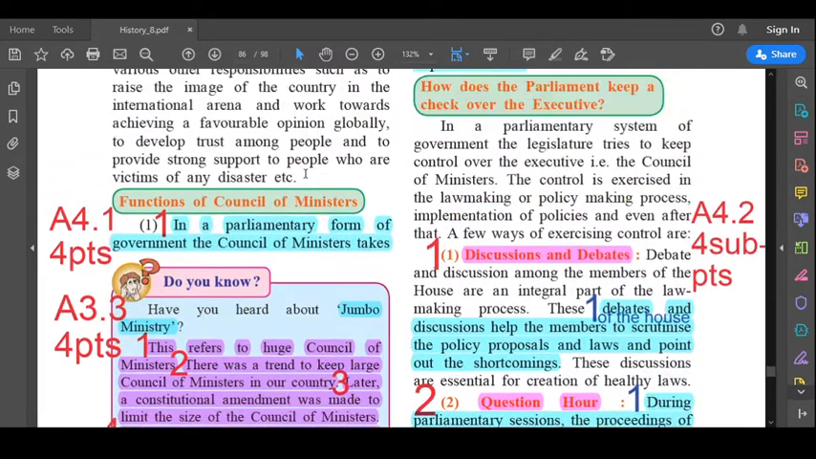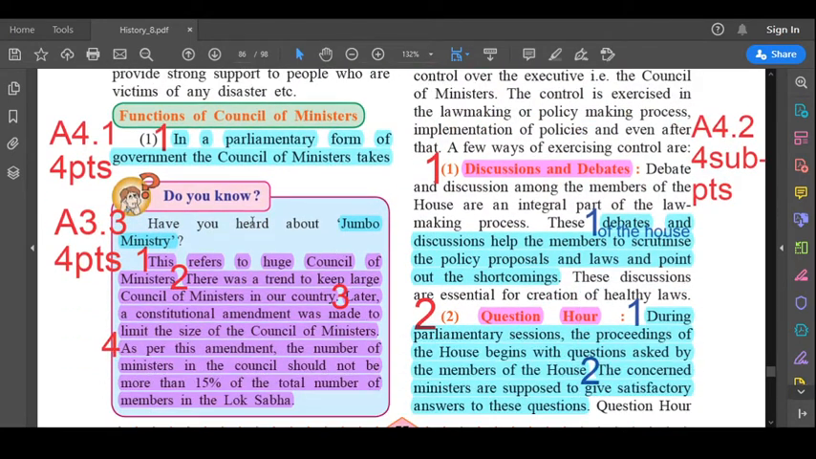Left hand side, last paragraph, just above the blue box. Do you see the box? Just above that. Can you see it's highlighted in green over here? Function of Council of Ministers. First line is your first point.